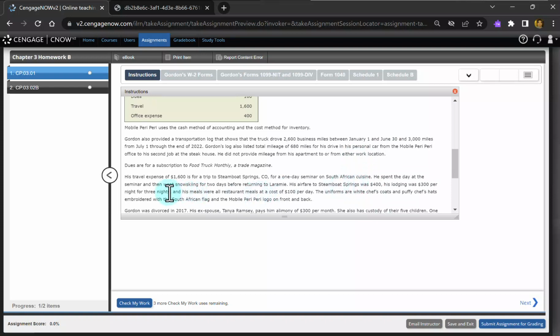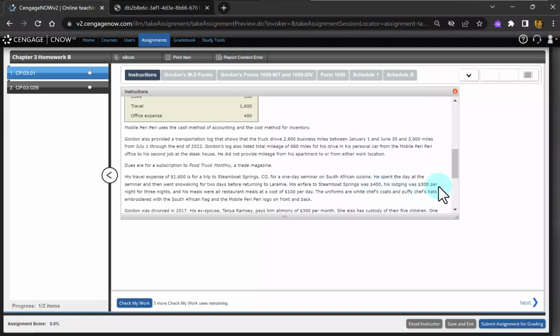We're given information about a business trip here under travel of $1,600. And that includes a one-day seminar. And he spent 2 days snow skiing on part of that trip. And because most of the time was dealt with recreation or personal travel, you cannot deduct that airfare here of $400. Now, if most of the time was spent on business travel, then we could deduct all of the airfare. But again, here, most of the time was spent on personal recreation, so none of this $400 is deductible.